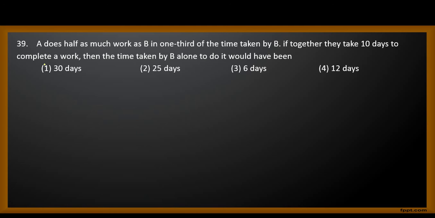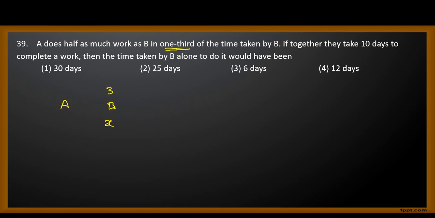Now this is also a similar question. A does half as much work as B in 1/3 of the time taken by B. If together they take 10 days to complete a work, then the time taken by B alone to do it would have been. Now write A and B. Assume that B does X units in 3 days. Why am I taking 3 days? Because of using the word 1/3. So I am taking the number in the denominator.